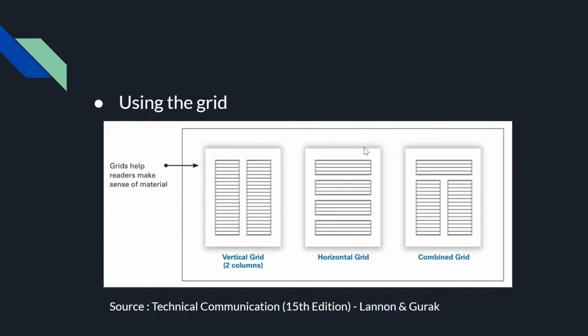The vertical grid, you mostly see it in newspapers and brochures. The horizontal grid are the memos, the letters, and the reports. Those are a single column grid. The combined grid, which includes vertical and horizontal grid, you mostly find on websites.